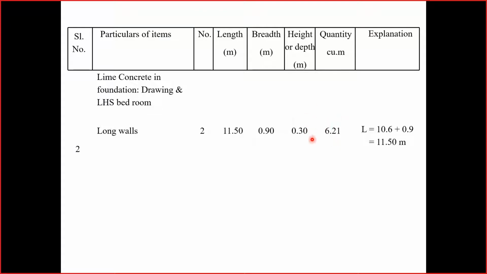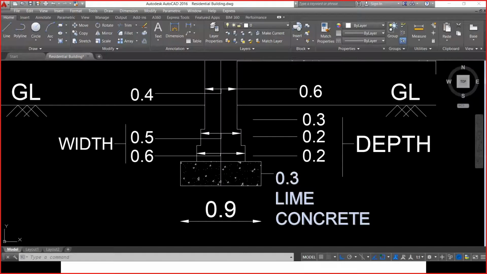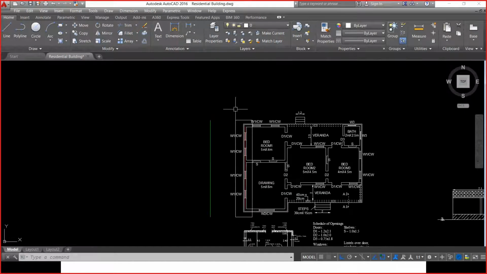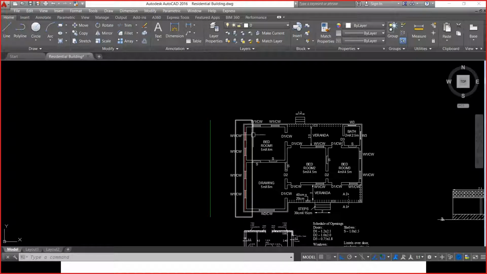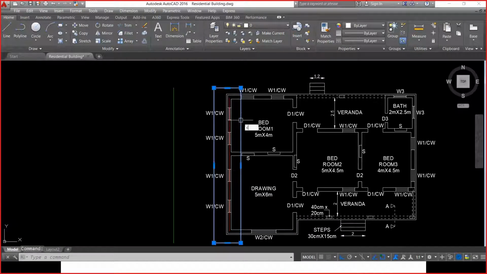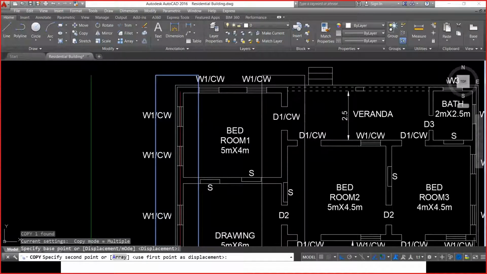So the total quantity of lime concrete required to lay or to construct this particular layer of lime concrete is 6.1 meter cube. Now I'm done with two walls. I have one wall over here and I have another wall over here.